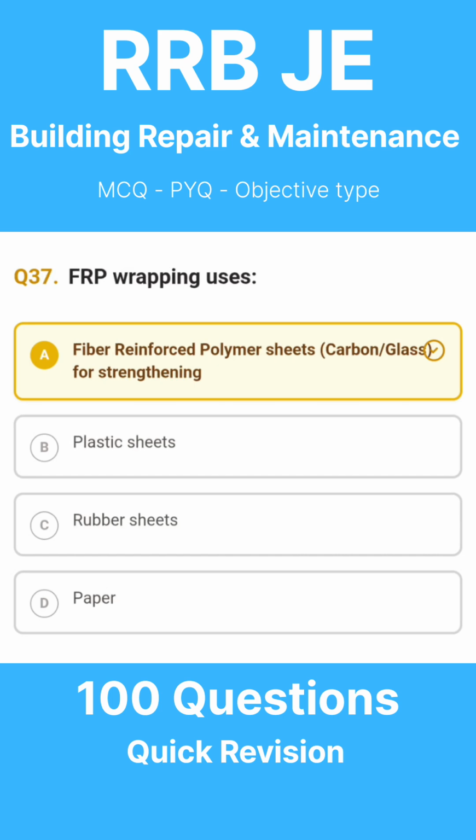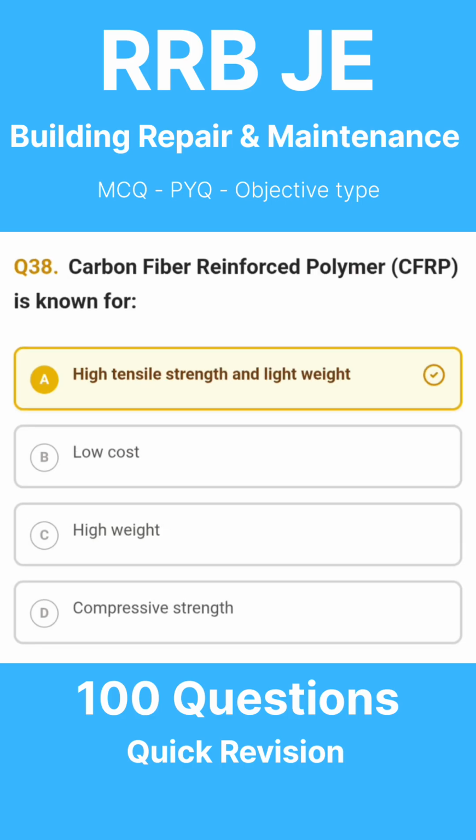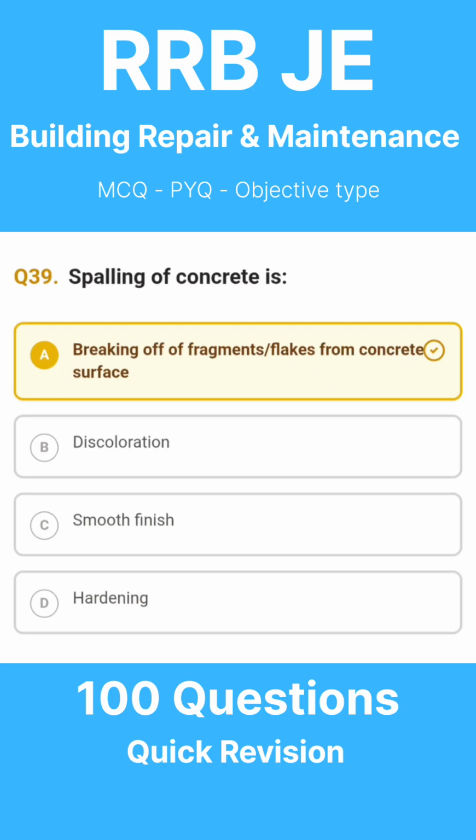Question 37. FRP wrapping uses. The correct answer is fiber reinforced polymer sheets, carbon or glass, for strengthening. Question 38. Carbon fiber reinforced polymer (CFRP) is known for. The correct answer is high tensile strength and light weight. Question 39. Spalling of concrete is. The correct answer is breaking off of fragments or flakes from concrete surface.